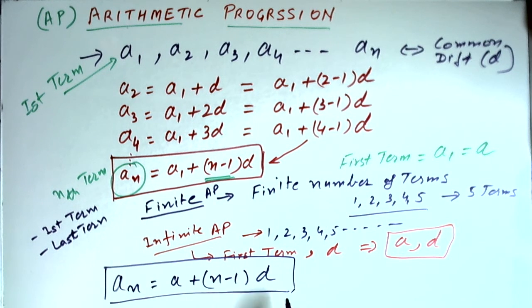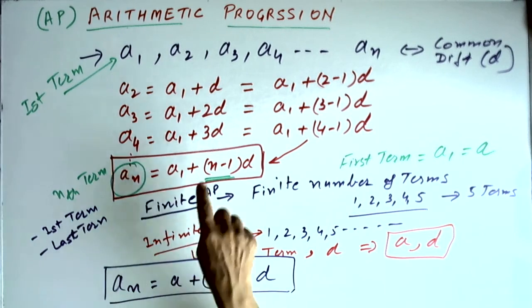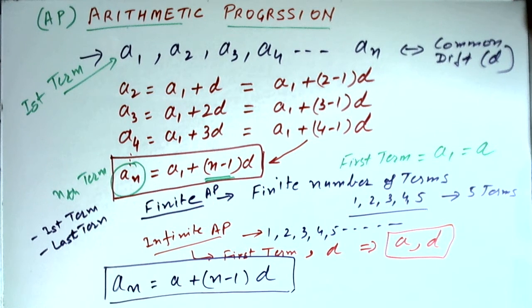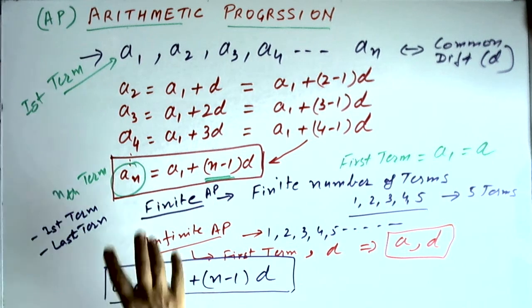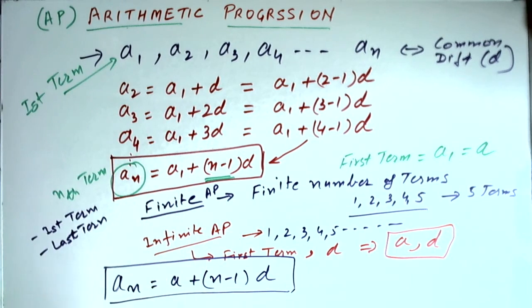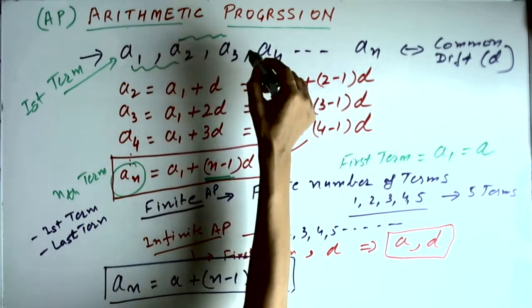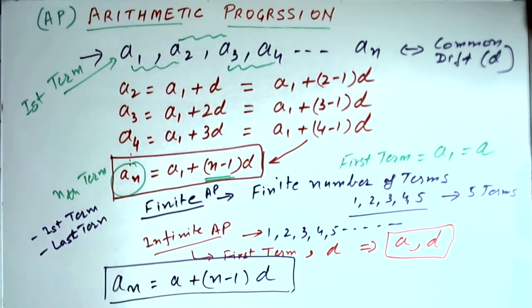Now, how do we recognize whether a given set of terms is an arithmetic progression or not? For that, we need to calculate the difference between two consecutive terms. We can find the difference between a1 and a2, then between a2 and a3, and then a3 and a4. And if the difference is the same, then we can say that it is an arithmetic progression.